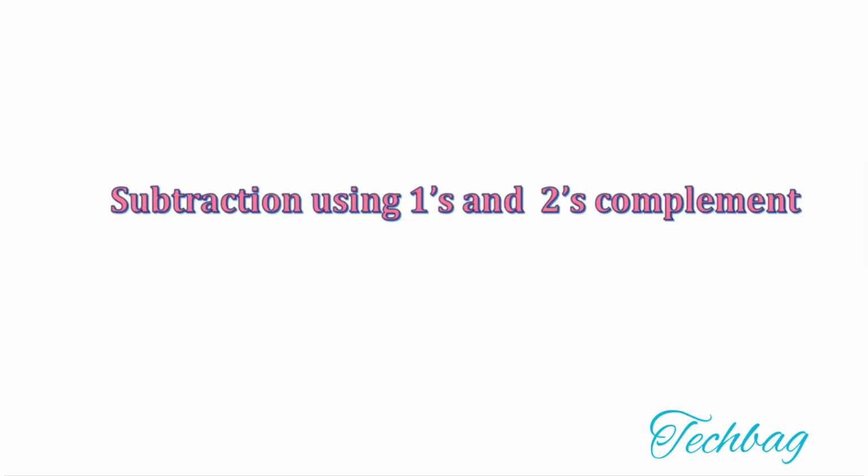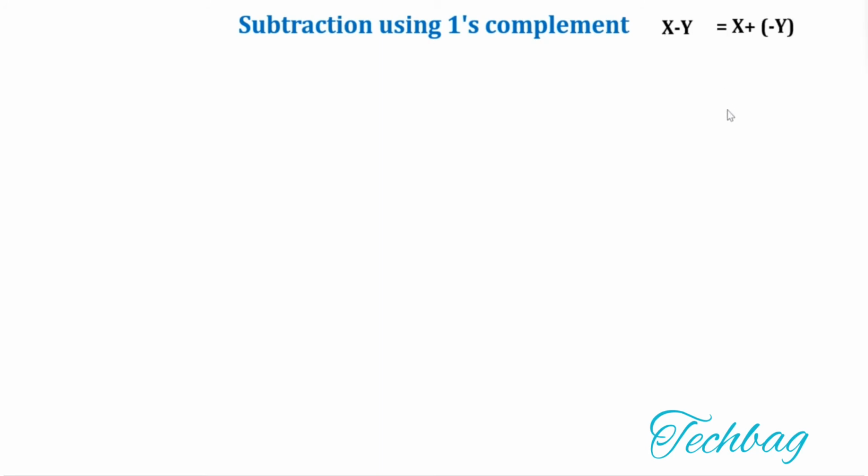In this video, we will learn subtraction using 1's complement and 2's complement. First, we will start with subtraction using 1's complement. X minus Y. X is called the minuend and Y is called the subtrahend. You can also write X minus Y as X plus of minus Y. This concept is used here in subtraction using 1's complement.